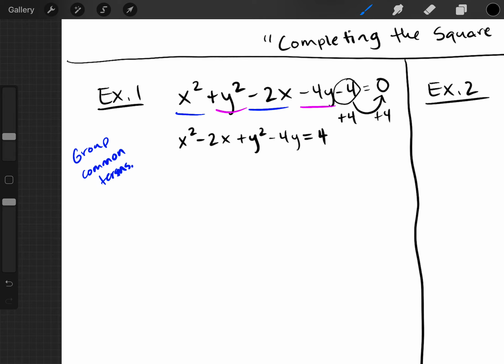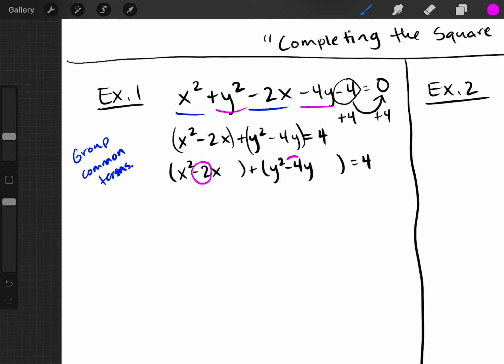Now when we're doing completing the square, we follow some steps. The first step is to group the common terms. So we're going to group the x's with the x's, and we're going to group the y's with the y's. That 4 that has nothing to do with the x's or the y's, we're going to push over to the other side. So we're going to add 4 to move it over, right? You do the opposite operation.